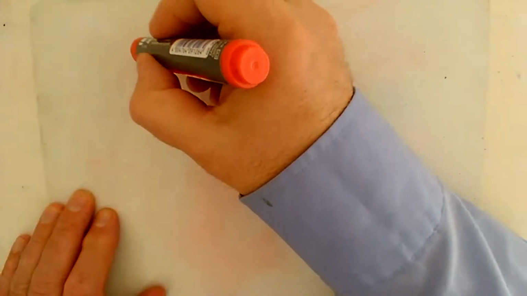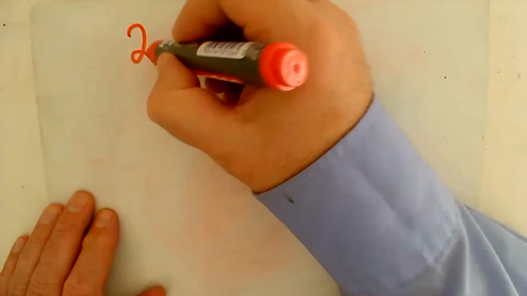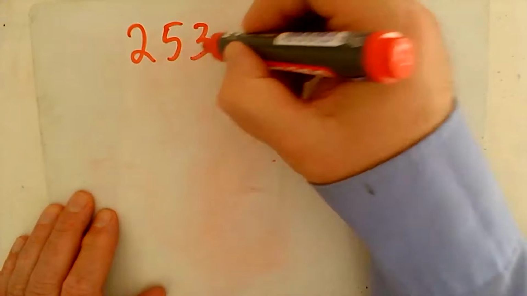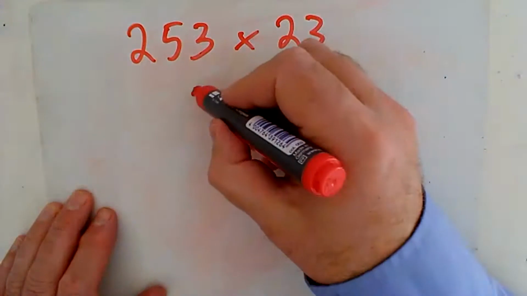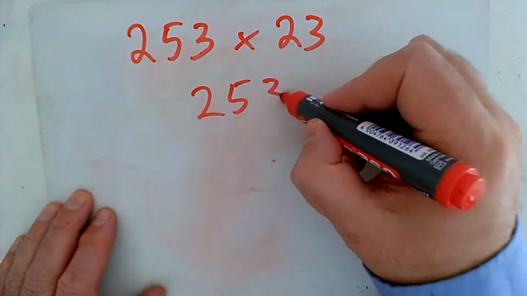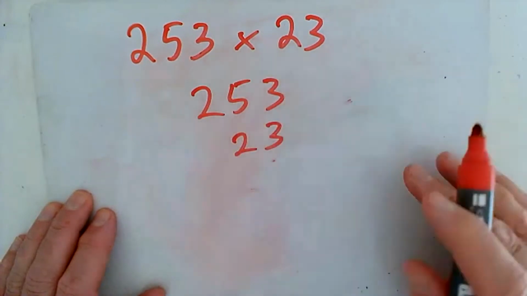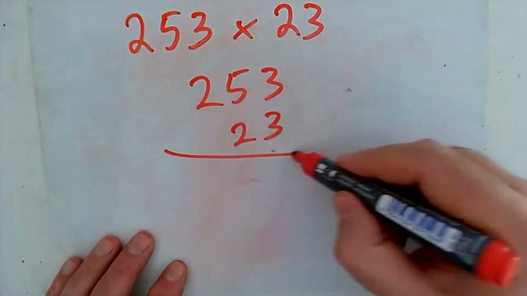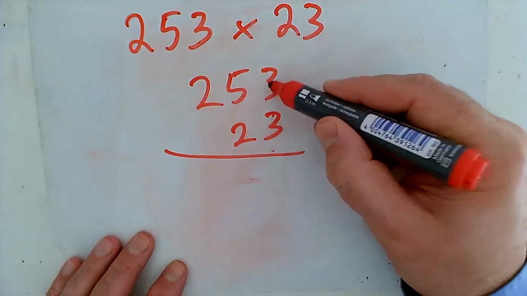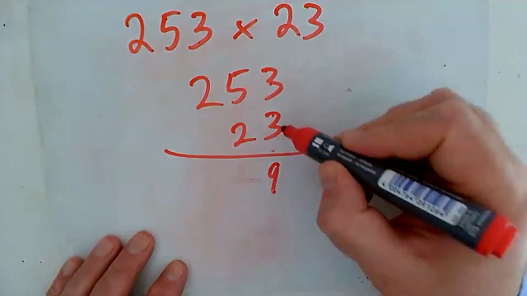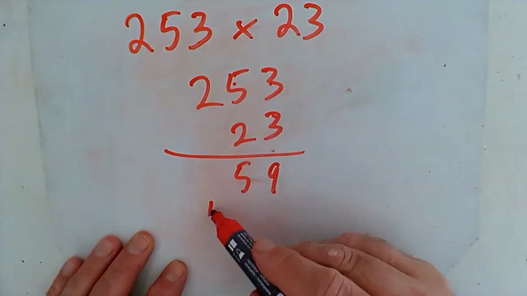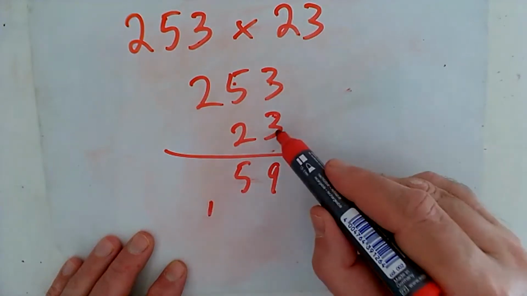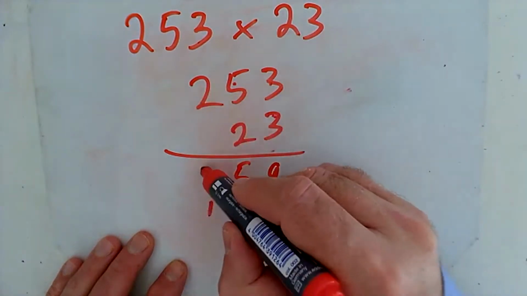So let's go with 253 times 23. I'm going to put the biggest number on the top, times 23. Do my line, so I'm going to concentrate on the 3 first. 3 times 3 is 9. 3 times 5, 15, 5 carry the 1. Because I'm still writing 15 with the 1 underneath. 2 times 3 is 6 and 1 is 7.